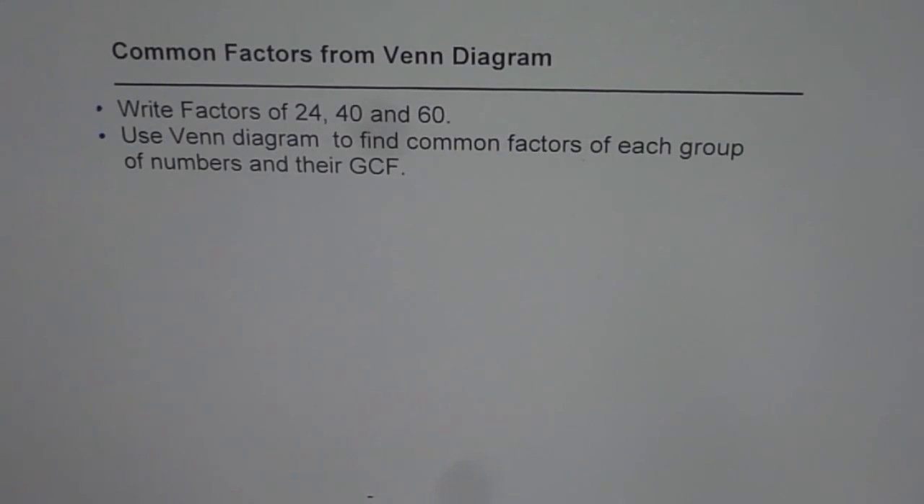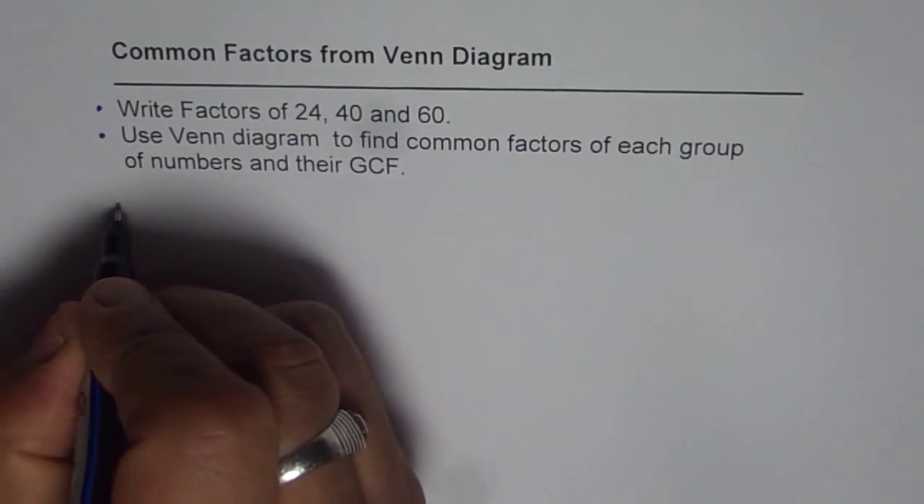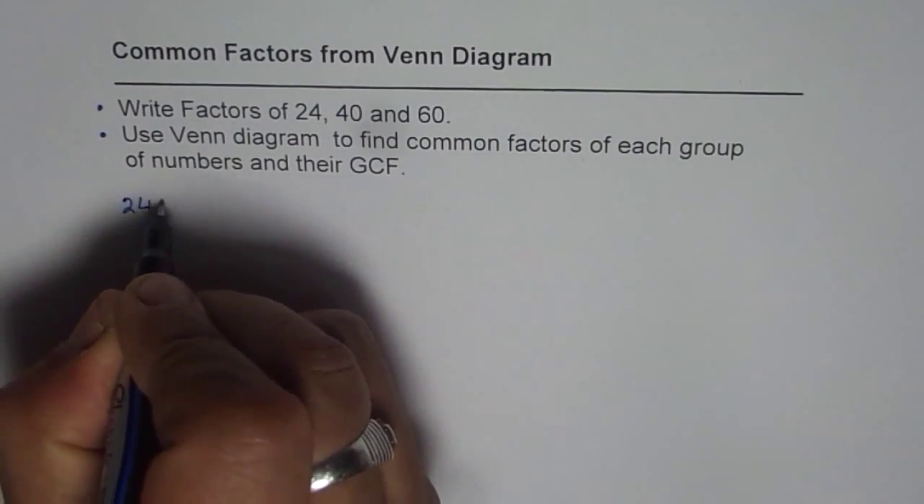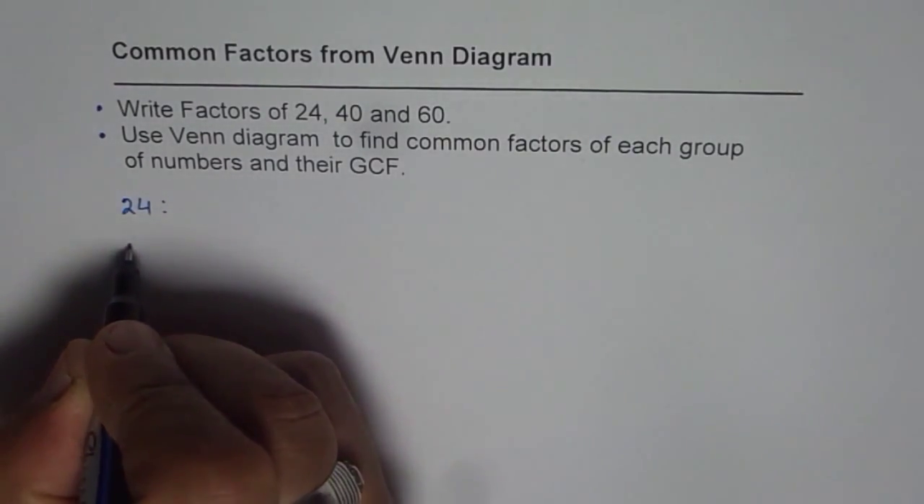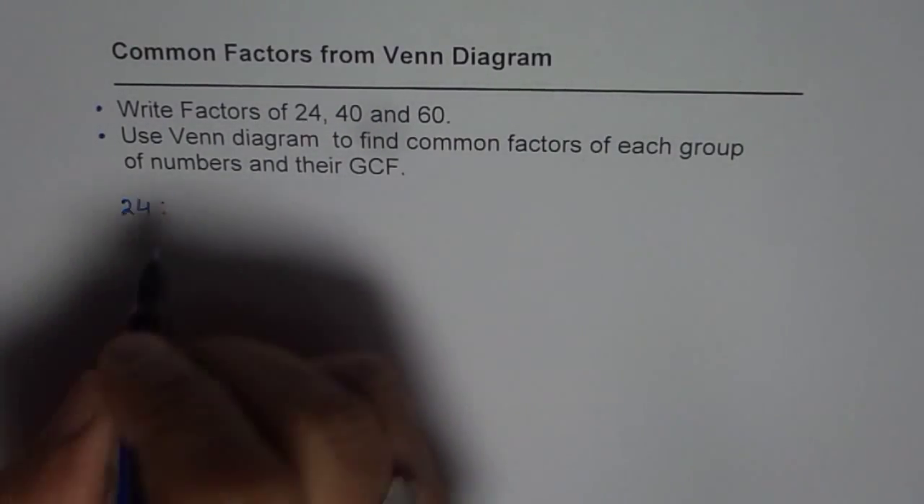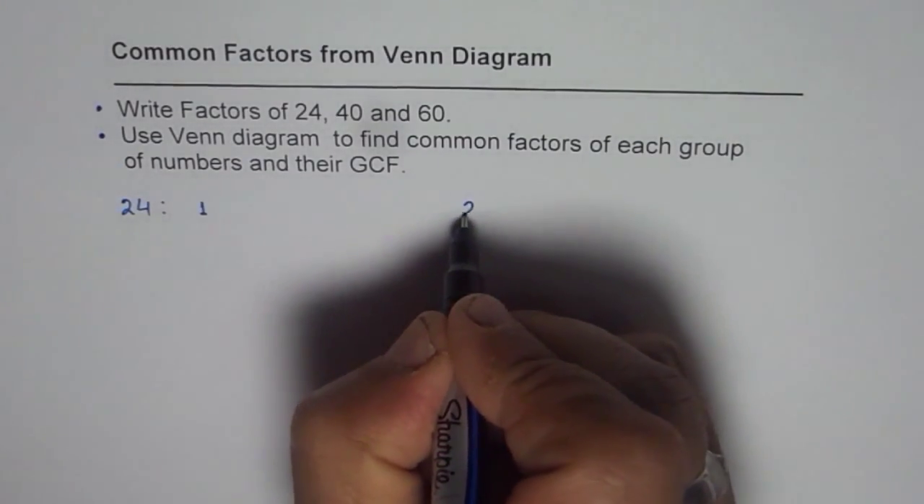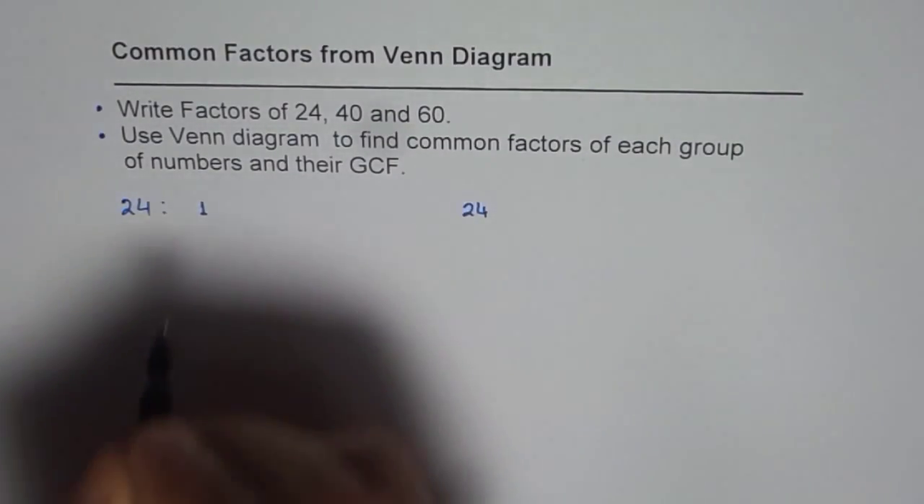So let's begin by writing the factors of the given numbers. The numbers are 24, 40 and 60. We'll go one by one. Let's do 24 first. So I'll make a rainbow. 1 times what is 24? 1 times 24 is 24.